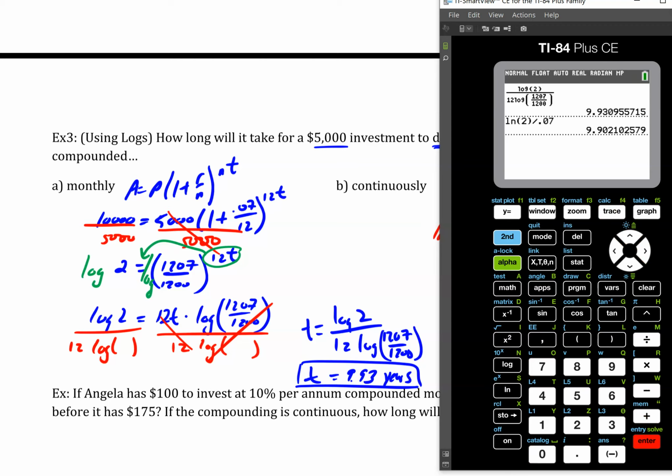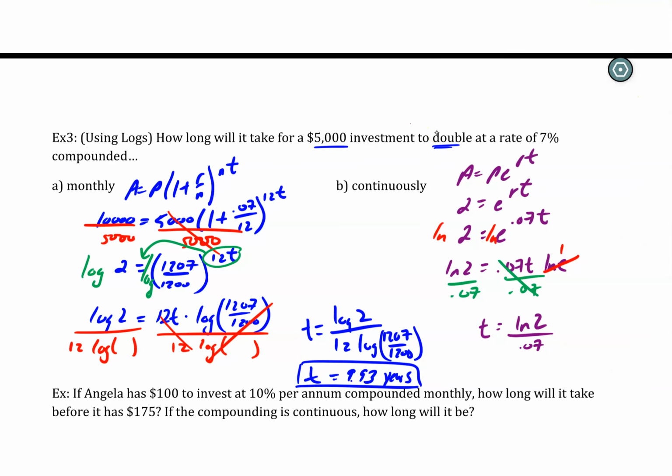I get 9.90. So actually very close to being the same. So we got this is approximately 9.90 years for this one. So obviously these answers were very close to each other, but again, there is a difference.